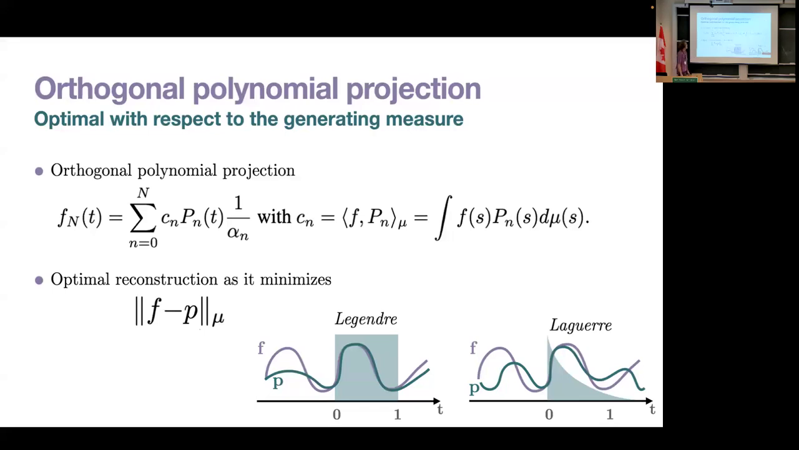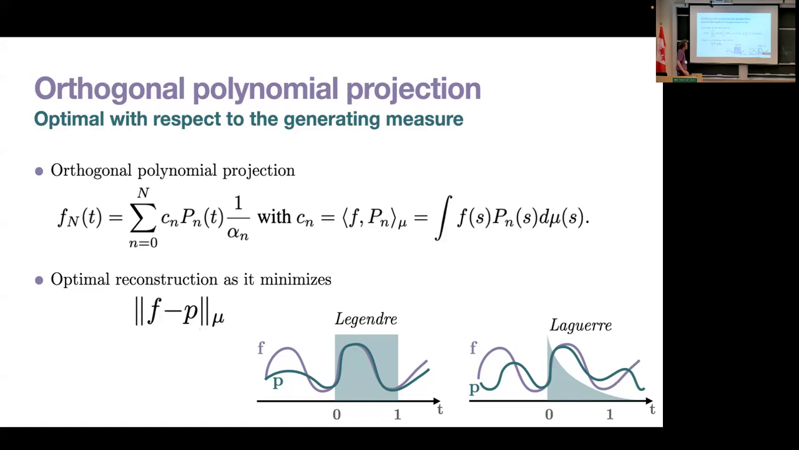The nice thing about this is that they give us an optimal reconstruction when we project, for instance, our temporal signal, say f of s, against this basis. We know that this projection is optimal with respect to the reconstruction according to that measure mu. And choosing that measure mu also tells us where we care about our signal. If we took the classical Legendre polynomials between 0 and 1 and did this projection, we would have a very good fit between 0 and 1, but we would diverge in the other direction. And same for Laguerre, where we have a weighting over time.